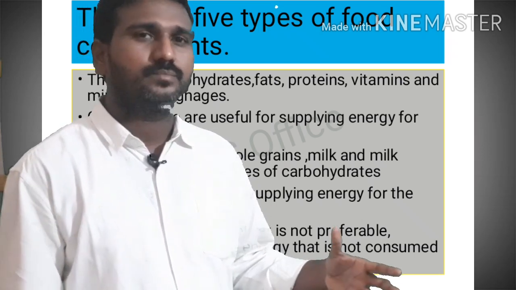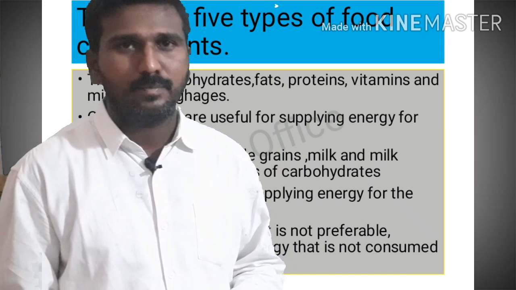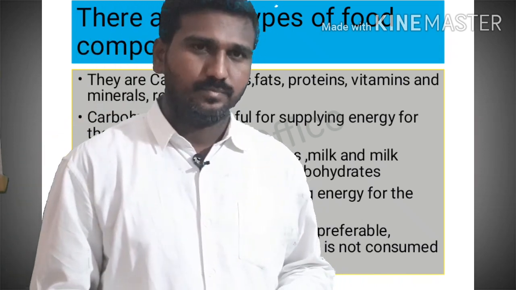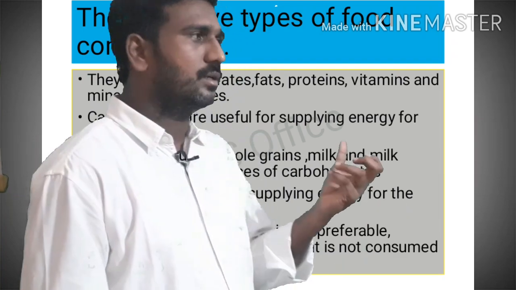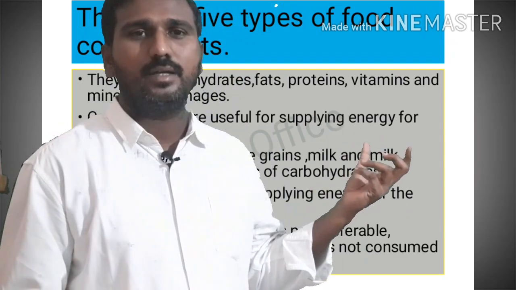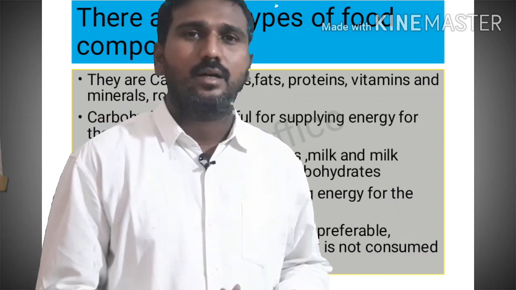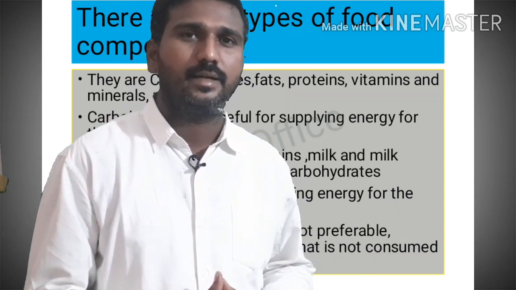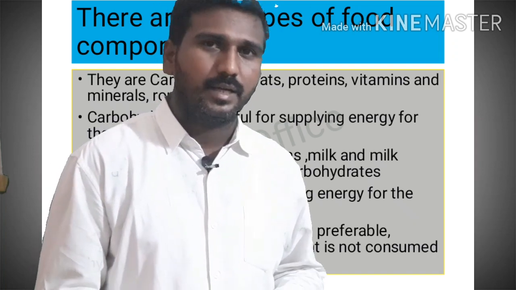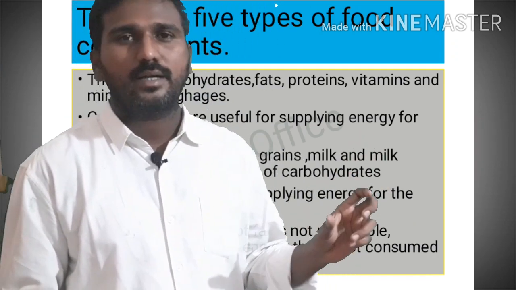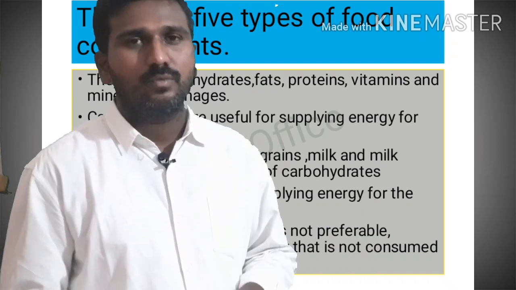We can find one or more than one type of food component in a food item. Okay, so we cannot see only carbohydrates or only proteins in any food item. There may be a combination of more than one food component in a food item. You have to understand there is more than one type of food component in a food item.